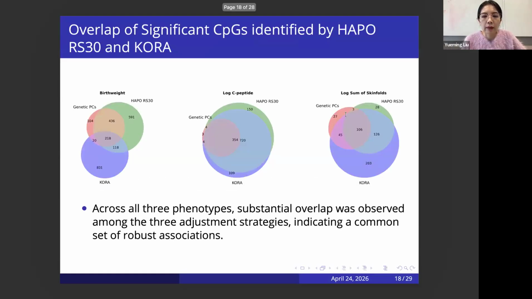I would like to point out that in this Venn diagram, the significant CpGs are defined as p-value smaller than 0.05 after buffer-only correction. So like the genetic PCs and HAPO identify more than 1,000 for birth weights. Well, for CORA, for a couple of phenotypes, it is smaller than 1,000.